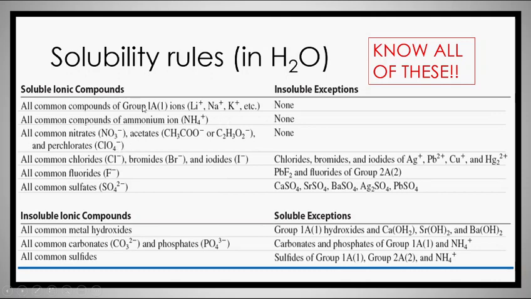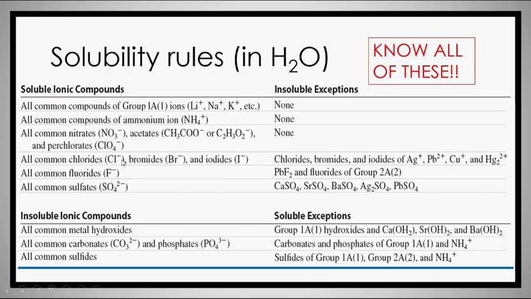If it includes any of these, that's it. End of story. There are no exceptions. That thing is always 100% going to be soluble. So if it contains anything from group 1, ammonium ion, nitrate, acetate, or perchlorate ion, polyatomic ions, then again, it is going to be soluble.